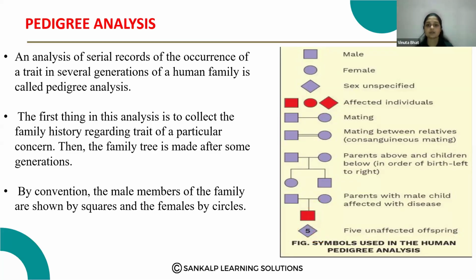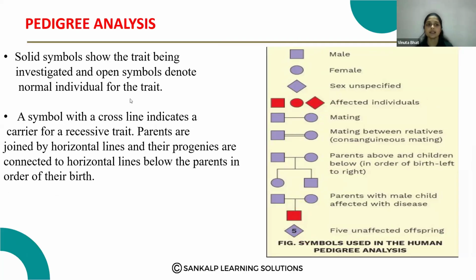Very important. Then, the solid symbols show the trait being investigated, and open symbols denote normal individuals. A solid symbol means it is filled with color or dark color, which represents the affected, and the open symbols denote the normal individual. A symbol with a cross line indicates the carrier of the recessive trait.